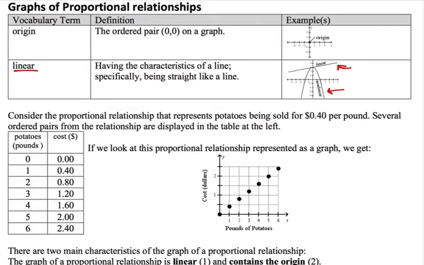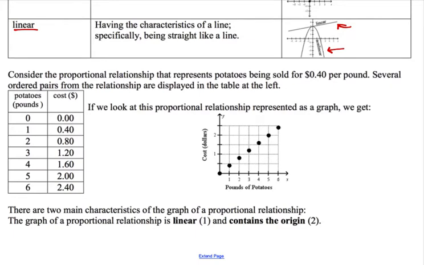Okay, consider the proportional relationship that represents potatoes being sold for 40 cents a pound. Several ordered pairs from the relationship are displayed in the table at the left. Okay, there's the table. If we look at the proportional relationship represented as a graph, we see this graph. Now there are two main characteristics. One, it's linear, it's a straight line. And two, it contains the origin. All proportional relationships have those two things. It's going to go through the origin, and it's going to be a straight line.